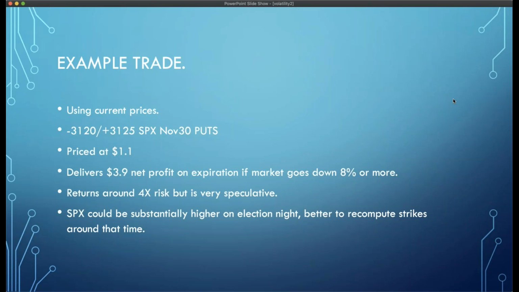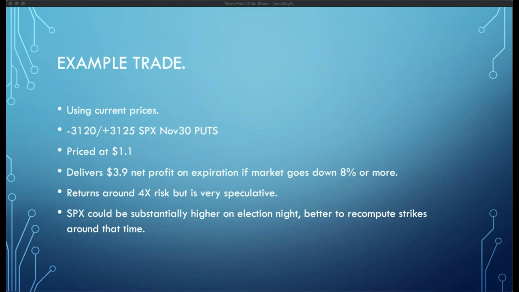So the return is fantastic. It's almost 4 times return on risk, although it's very speculative. And we need to assume that all capital is at risk. This is what we have to assume.